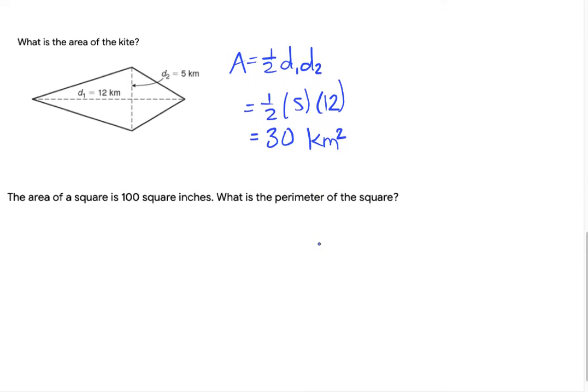And then the area of a square is 100 square inches. What's the perimeter? Well, if it's a square, that's a wonderful square, each side would have to be 10 inches in order for the area to be 100 square inches. So then the perimeter is going to be 40 inches.